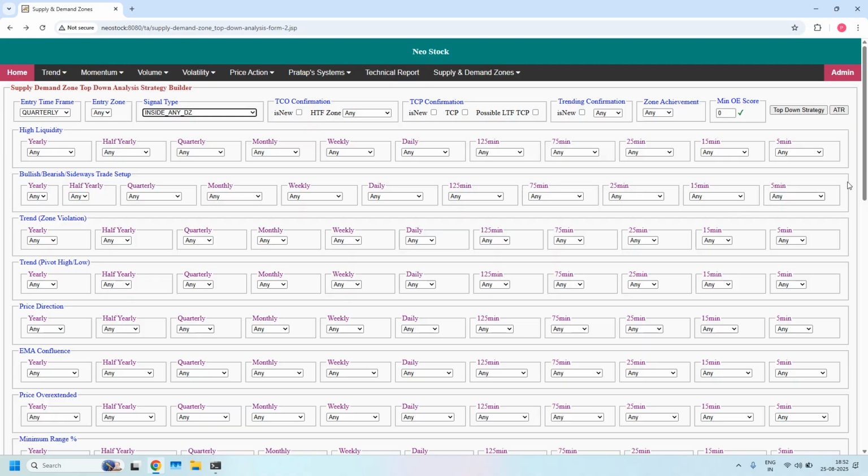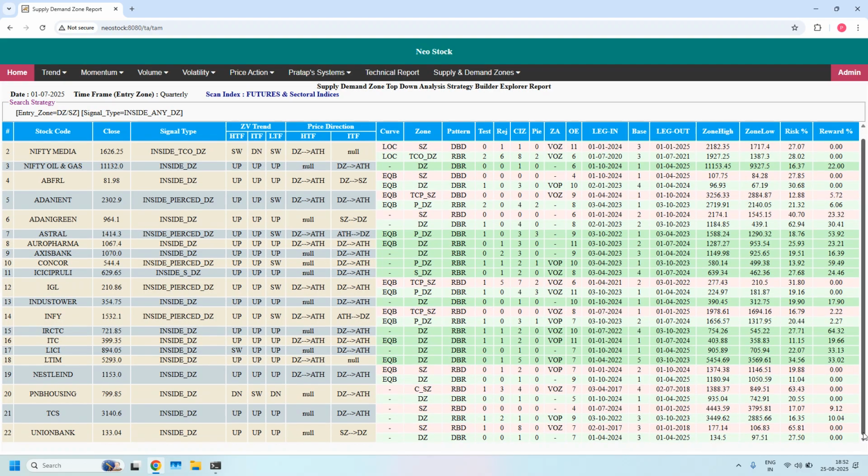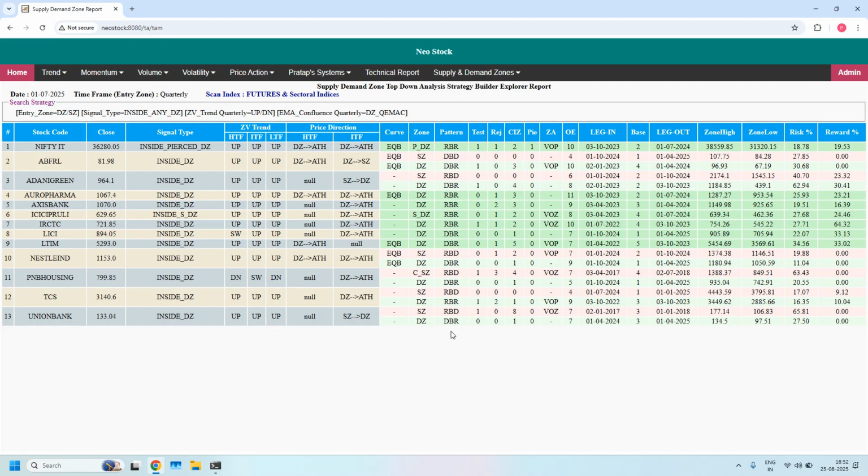Next, price closed inside the quarterly demand zone, we got first 21 stocks in the list. Scrolling the list down, so total 22 stocks. Out of these 22, how many quarterly demand zones are having quarterly EMA confluence? Let's filter. And also trend on the quarterly should not be sideways. It can be up or down. Let's filter. We got 13 stocks.